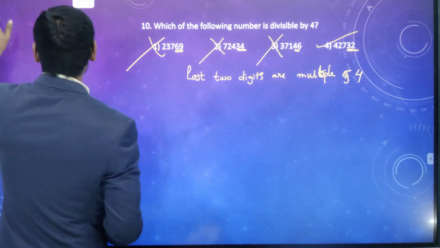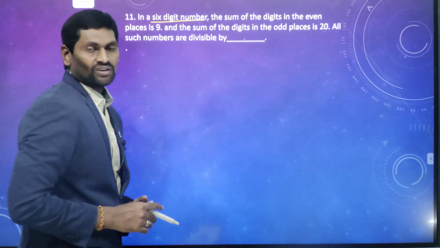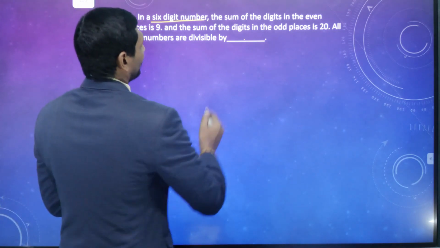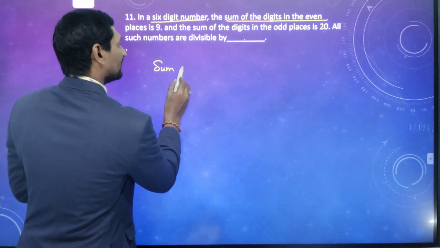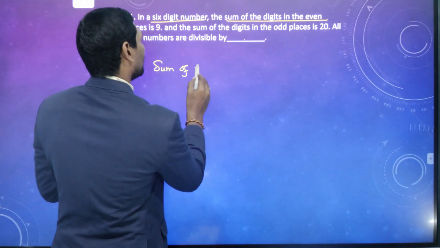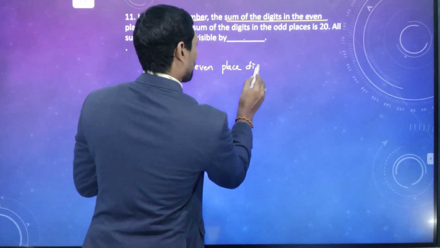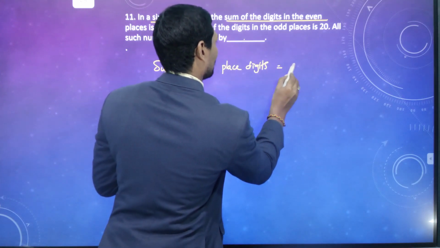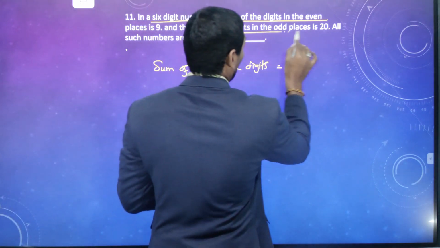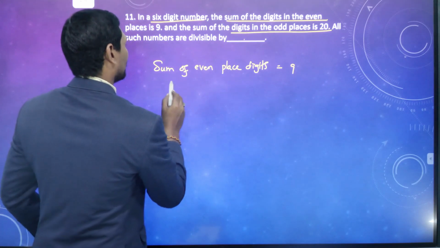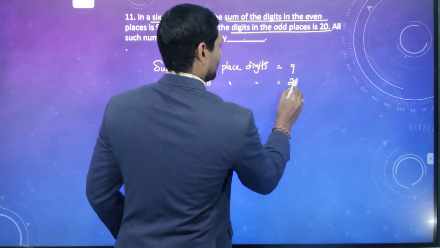Okay. So, let us move on to problem number 11. There is a 6-digit number, and the sum of the even place digits is given as 9. The sum of the even place digits is 9 and the sum of the odd place digits is 20.